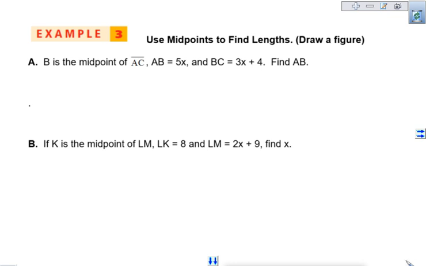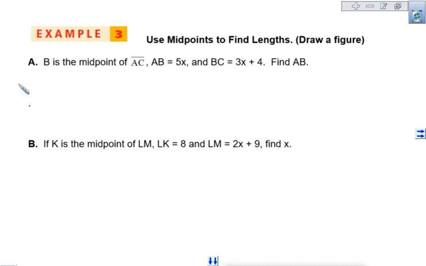Okay, our next examples use the midpoints to find lengths and draw a figure. So we have point B is the midpoint of segment AC. AB equals 5x, BC equals 3x plus 4. Find the length of AB.